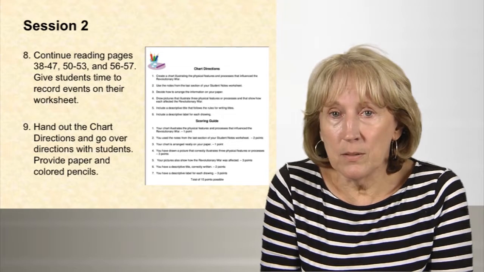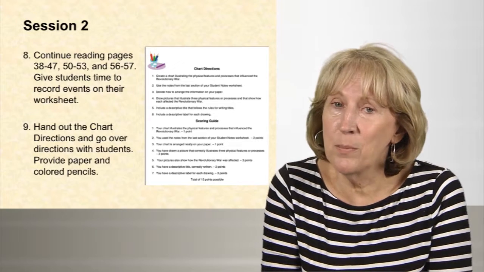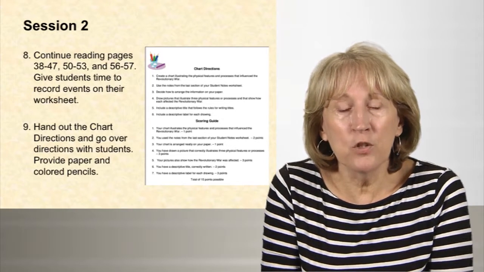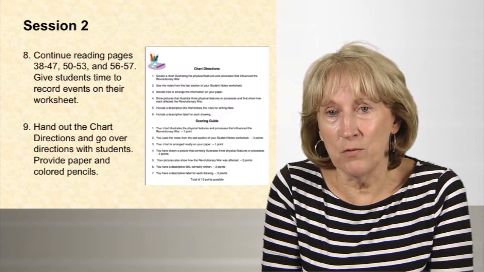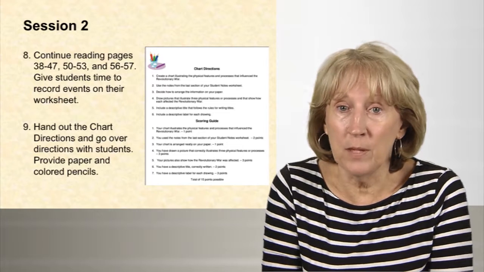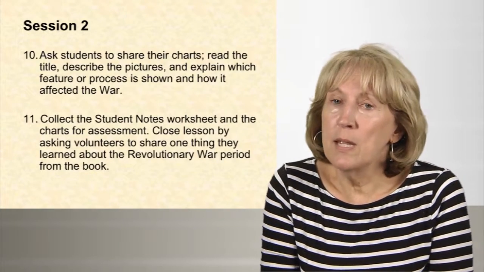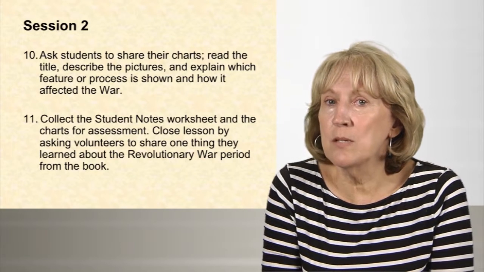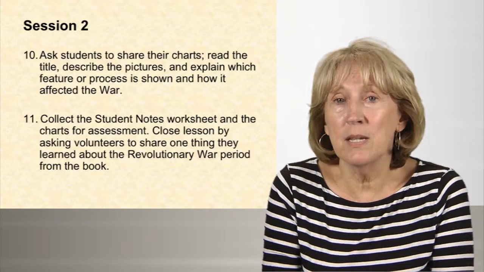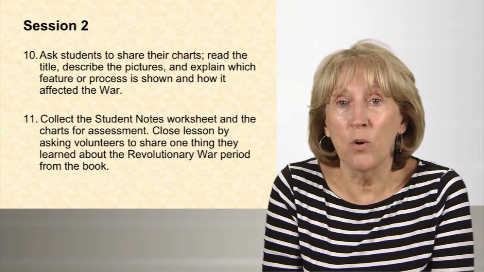According to the directions, they should have a title. They should decide how it would look best on their paper. They should have a picture that shows what the feature was and how it impacted the government. The scoring guide is also there so that they can see what they will be assessed on. Once they have finished their charts, you're going to ask the students to share them by giving the title, describing what they see, and explaining what the feature or process is and how it did affect the war.